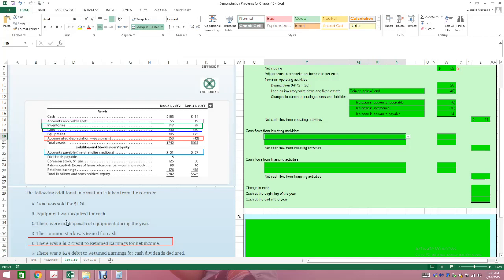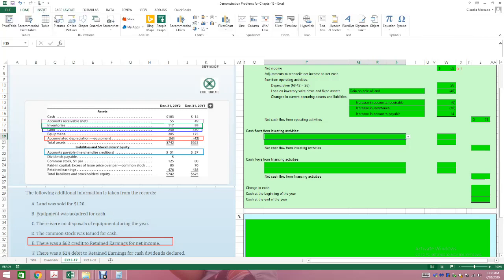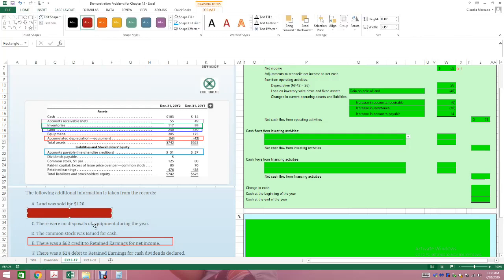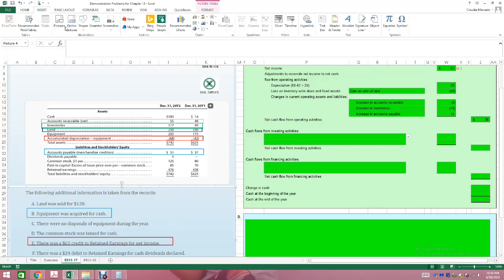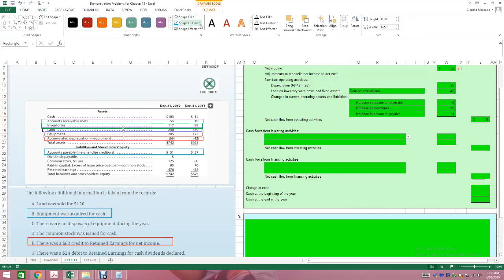Yes, we did. It says here, equipment was acquired for cash. Equipment was acquired for cash. So, do they give you a dollar amount? No. Now, let's look at our equipment account. We can figure out what the amount is by analyzing our equipment account.